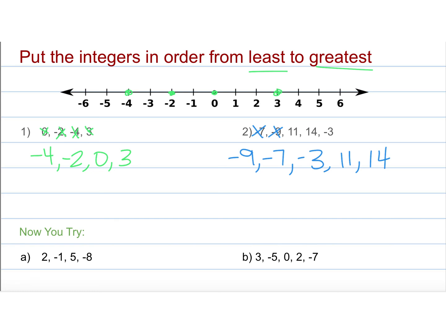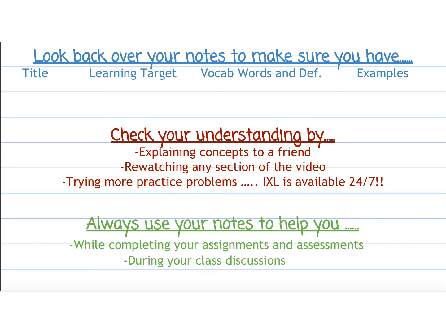Again, putting these in order from least to greatest, the least is going to be the biggest negative, which is going to be -8, followed by -1, 2, and 5. Last one here. The biggest negative number is going to be -7, followed by -5, 0, 2, and 3, making sure we are using all the numbers in there.